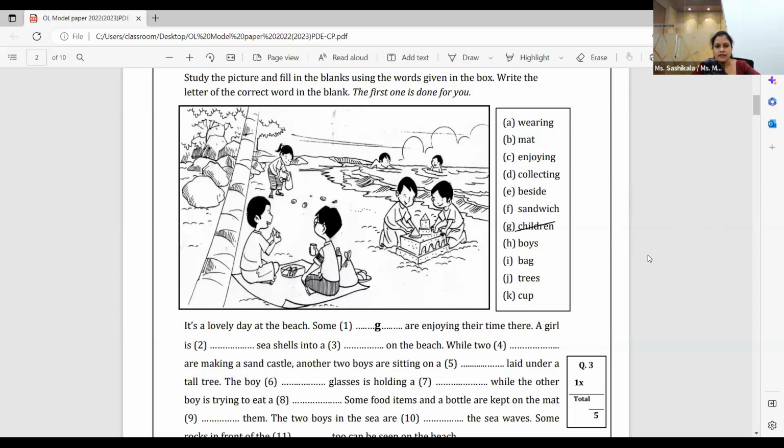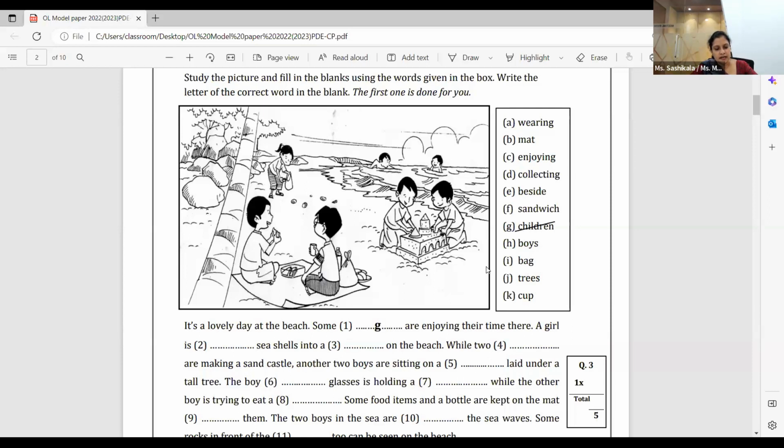The boy, number 6, what can be there? The boy wearing glasses is holding a cup while the other boy is trying to eat a sandwich. Now you can see the 6th blank. The boy wearing glasses. I think you can see the two boys are in the front. Those two boys are eating and drinking. So the boy wearing glasses is holding something. That is a cup.